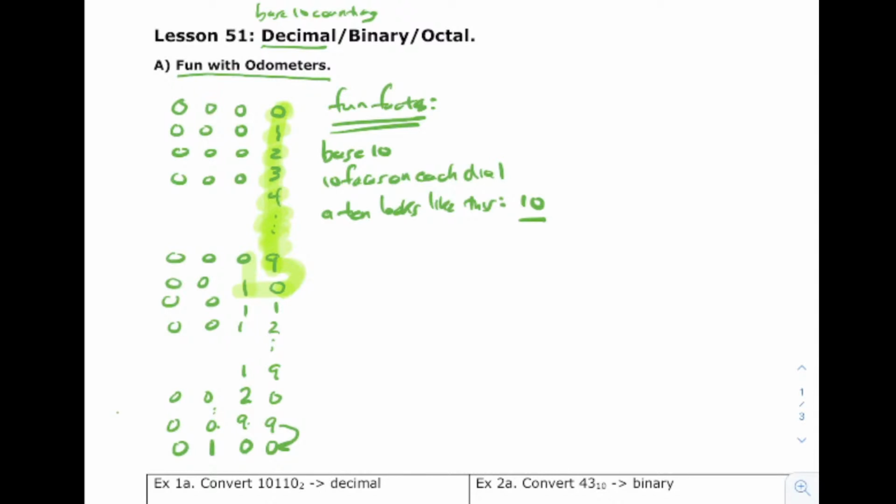And there's another fun fact that I like. Place values. You've heard of place values.